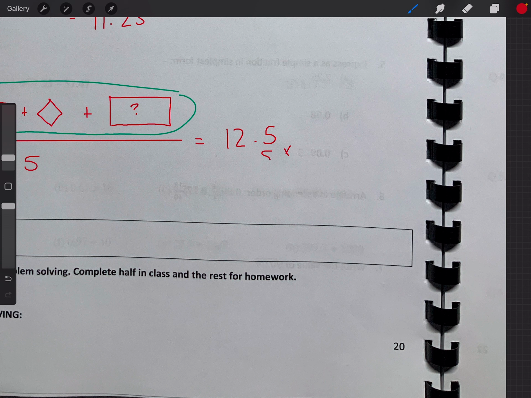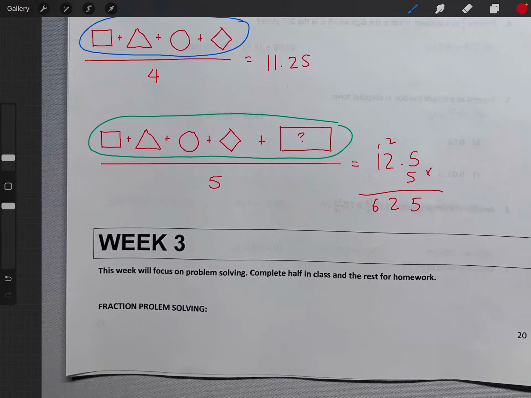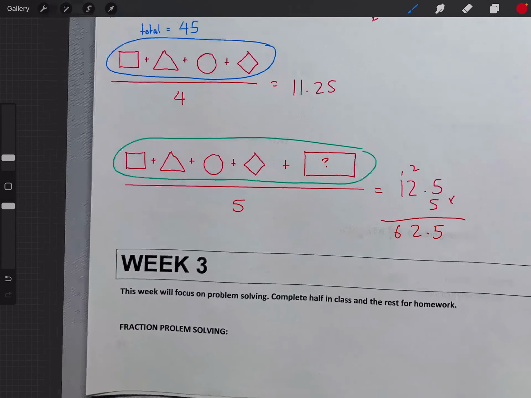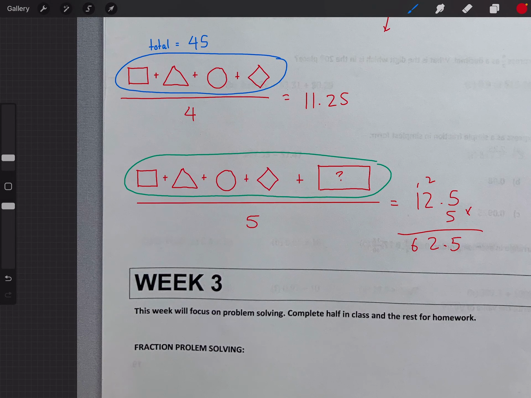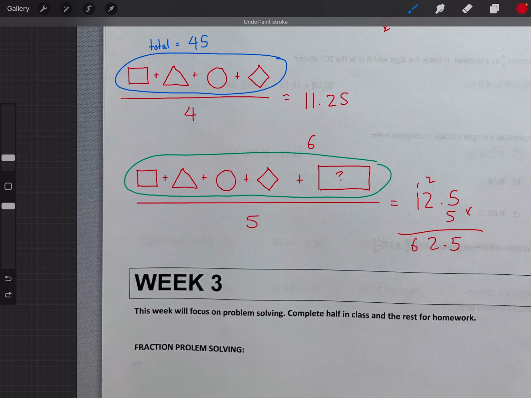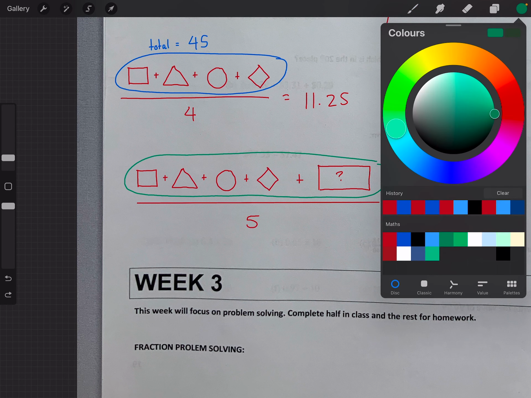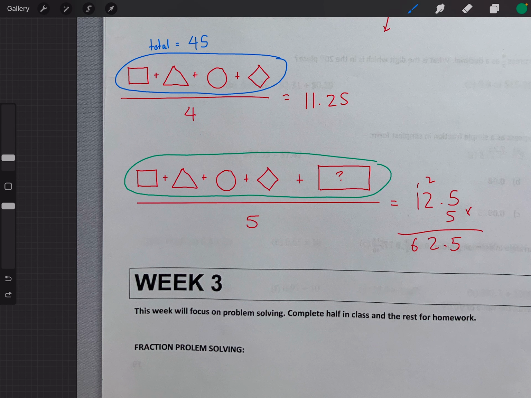Let's multiply this by 5. 5 times 5 is 25. 2 times 5 is 10, plus 2 is 12. 5 times 1 is 5, plus 1 is 6. So 625, therefore 62.5. So the total of these 5 numbers is 62.5.